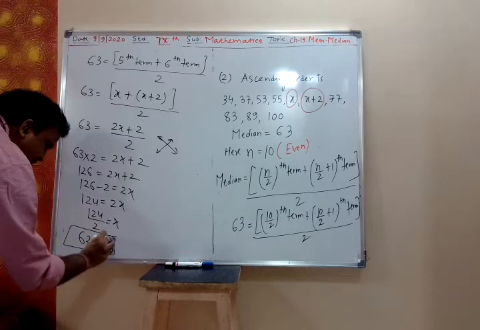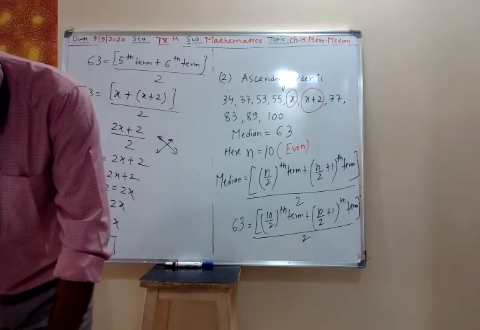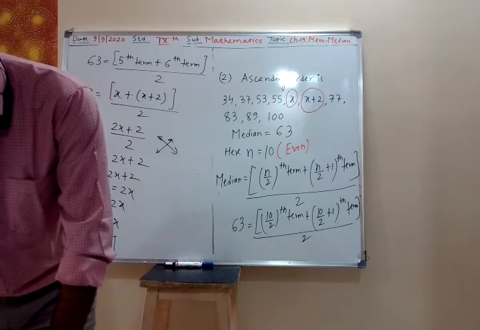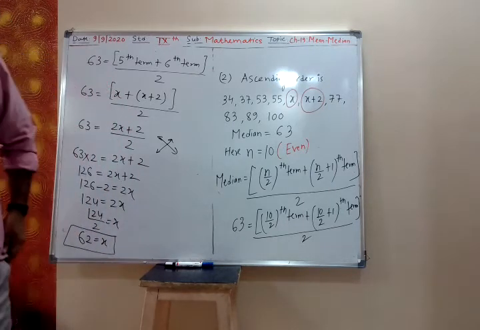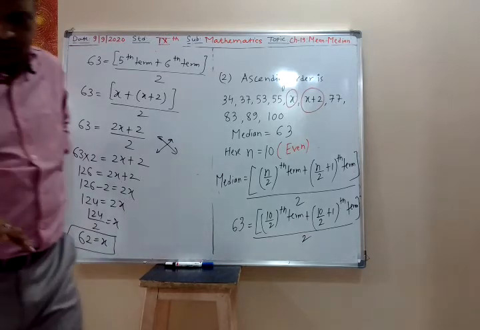Find the value of x, now it is over. The sum is over. What is the value of x? 62.